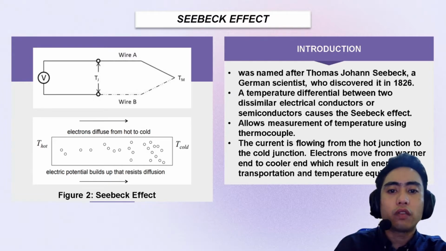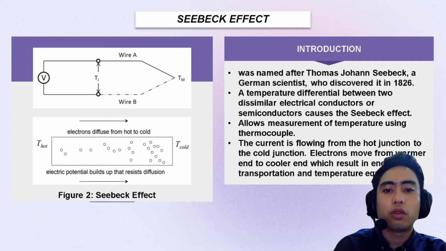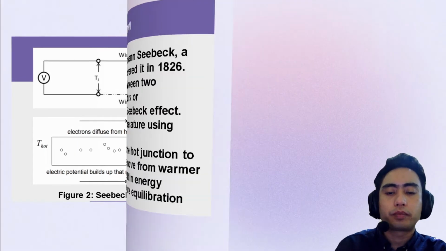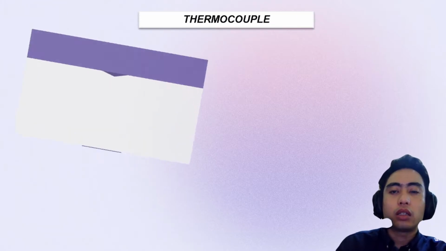A negative thermoelectric EMF is created in the wire with regard to the hot end when electrons diffuse from the hot end to the cold end, and positive thermoelectric EMF is created when electrons diffuse from cold to hot end. Lastly, thermocouple.